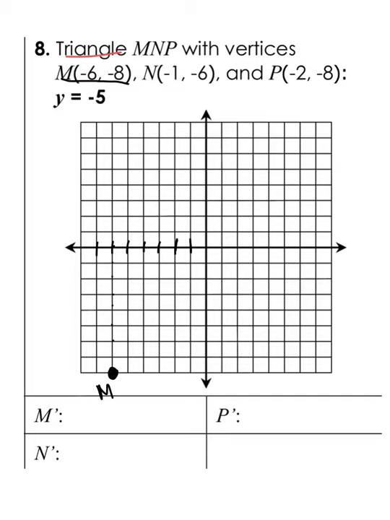That's M. And then N is -1, -6. So back to -1 and then down 6. Put a point, label it N, and then -2, -8. So over -2, down 8, and I believe it's this last one again. So that will be P. So go ahead, connect them. There's my triangle. And it's saying to reflect it across y equals 5.